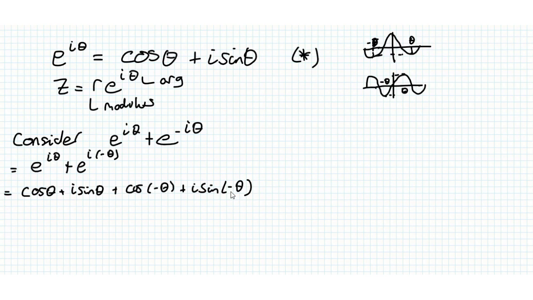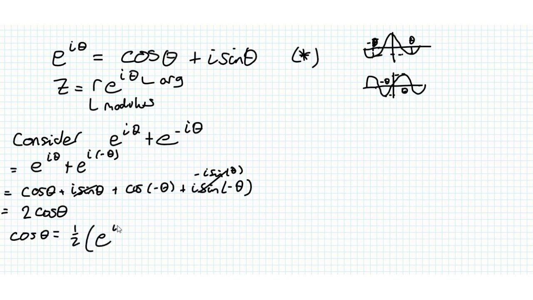So writing that down and collecting terms gives us 2 cos theta, and we'd get a minus, so this is equal to minus i sine theta, and that cancels with that term. So that's what we get, and then dividing both sides by 2 gives us cos theta is equal to half of e to the i theta plus e to the minus i theta. Okay, so that's result 1 that you want to remember, but you also want to be able to show the derivation too.